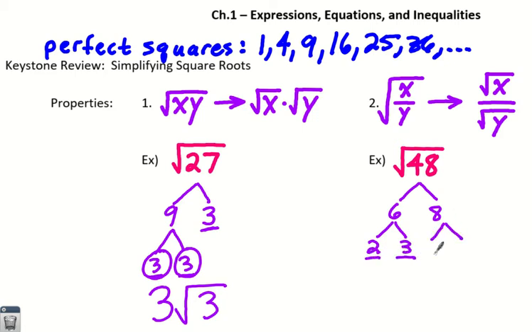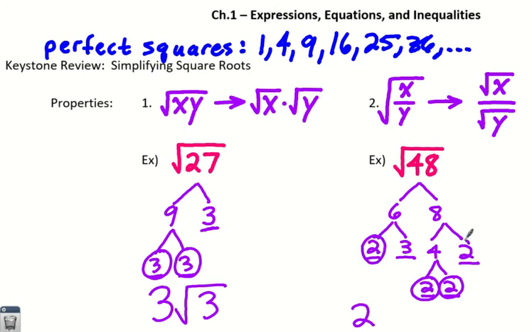And the 8 can get broken down into 4 times 2. The 2 is done, that's prime. But the 4 can get broken down into 2 and 2, 2 times 2. And now when you're looking for pairs, I see a pair of 2's right here, so a 2 can come out in front. But guess what?